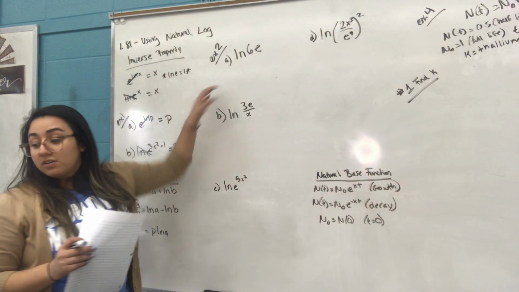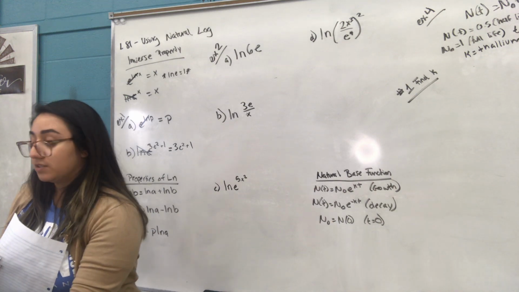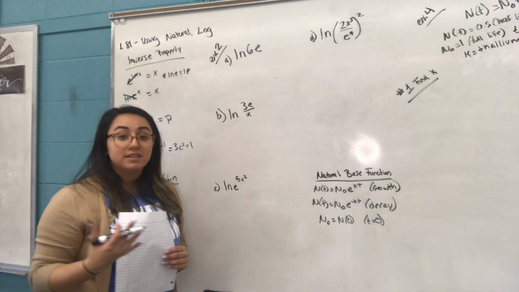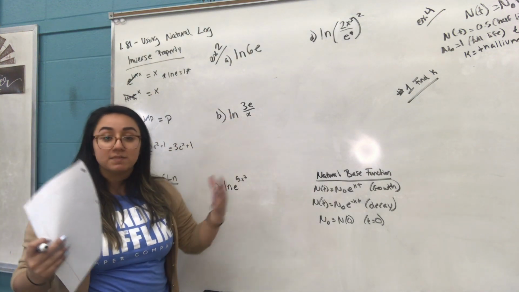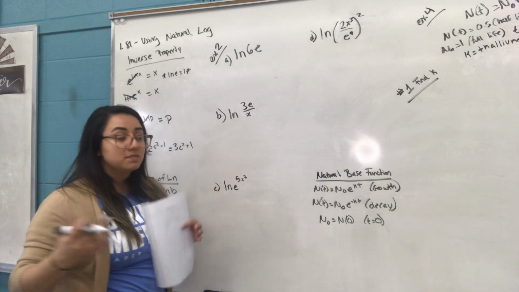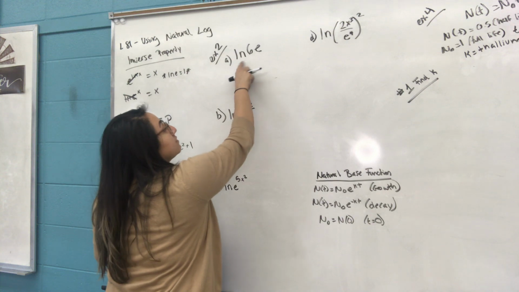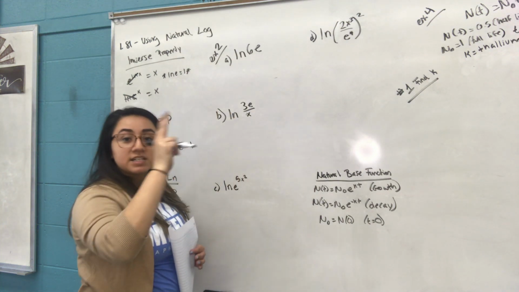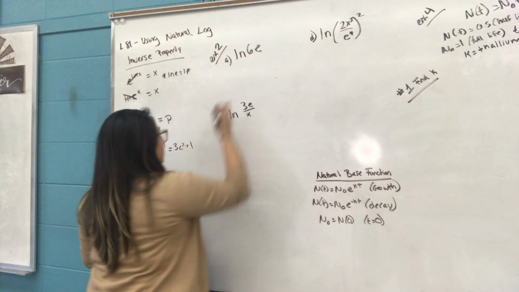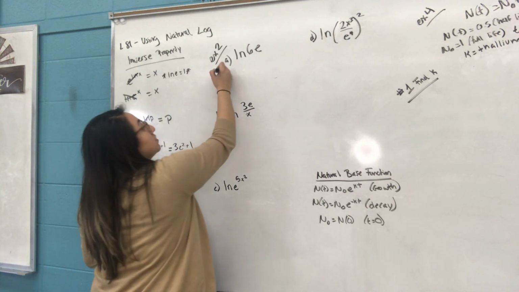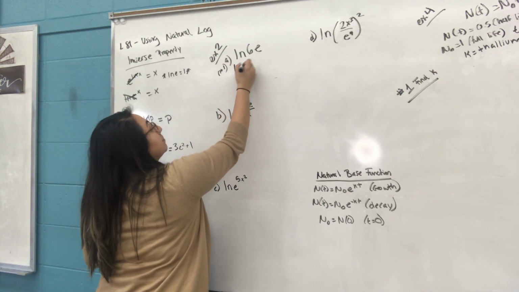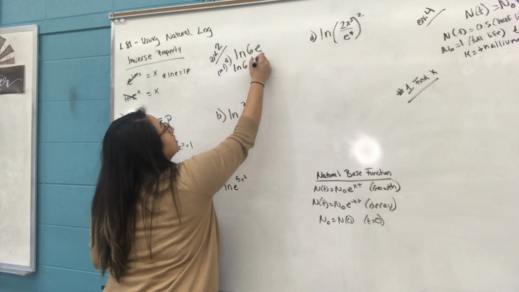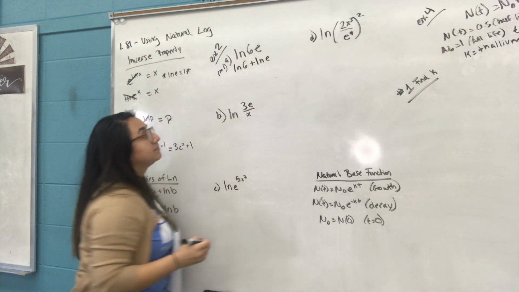Example 2: here they said to put it in terms of sums or differences, meaning they want you to expand the expression. There's one natural log there. They want you to expand it as much as you can, to as many terms as you can. You have the natural log of 6e. 6 and e are multiplying, so you can apply the first rule. I'm going to put number 1. That means you can put them in addition terms, so natural log of 6 plus natural log of e.